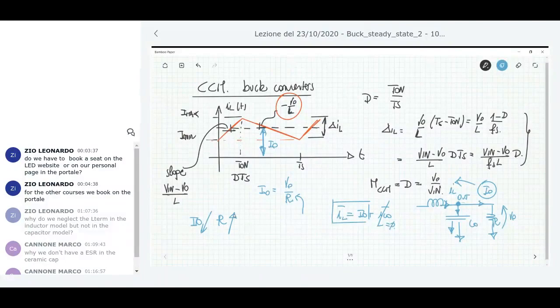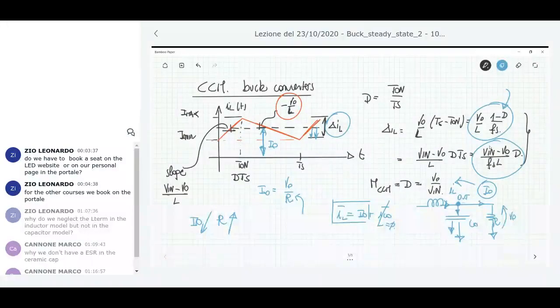Okay, if the output current is decreased, it means that the average value of the inductor current gets lower. Okay, it goes down. What happens to the peak-to-peak value of the inductor current? The peak-to-peak value of the inductor current, you represent in this way, or if you want to represent it in this way, as you can see, has no relationship with the output resistance, to I naught.